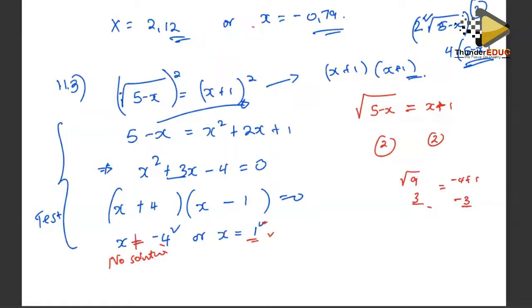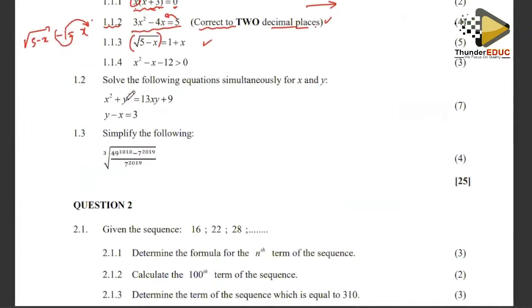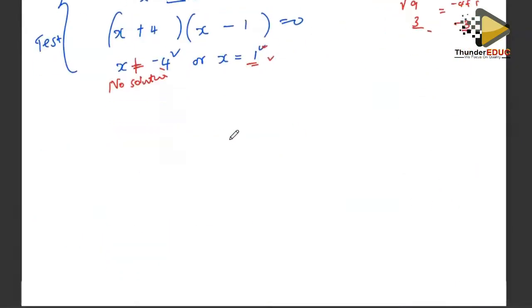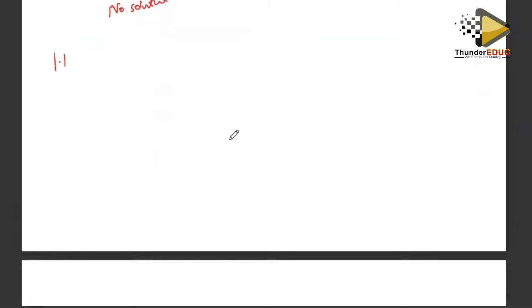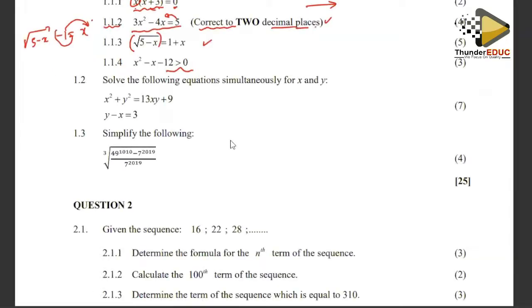Now, there are cases where both answers will be valid, okay? But it all depends on the testing. All right, then we move on to the next question, which is 1.1.4. We have the inequality. It's x squared minus x minus 12 is greater than 0.